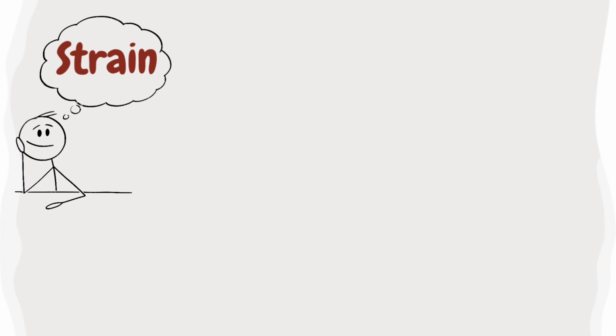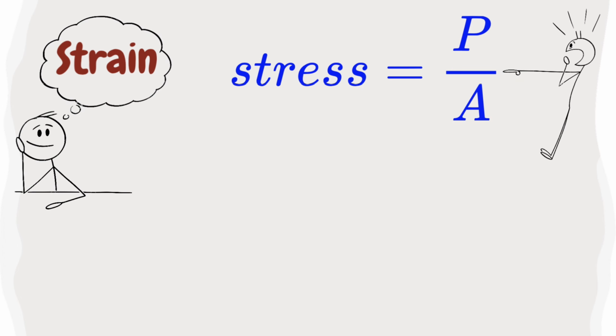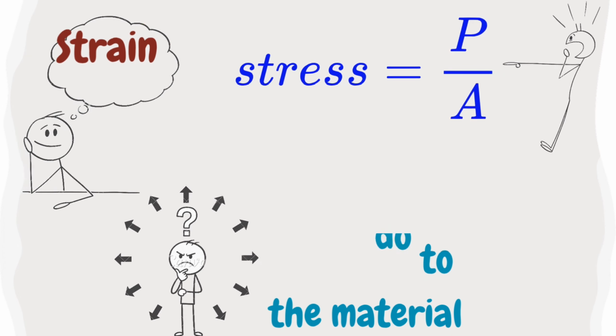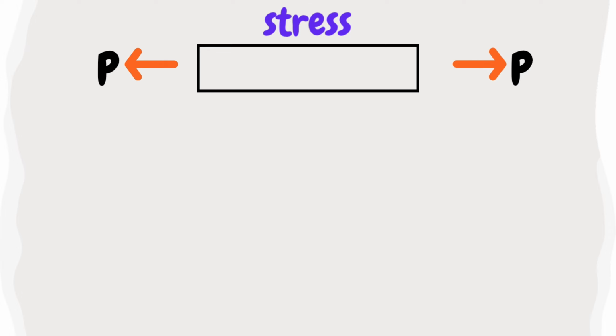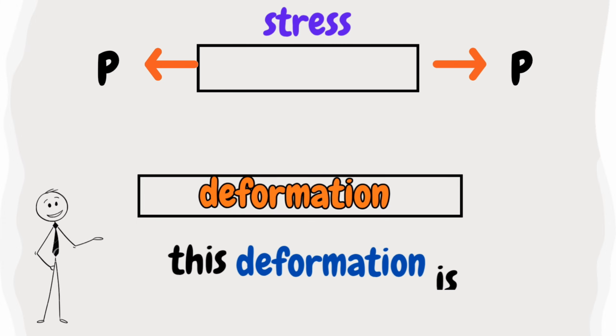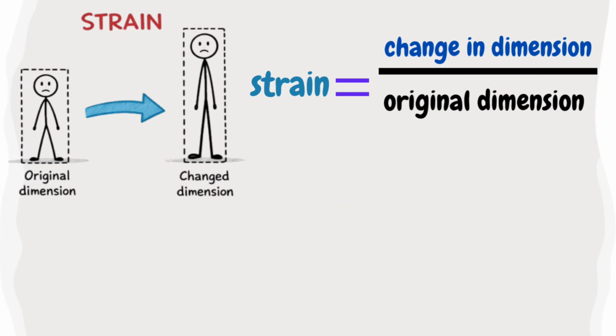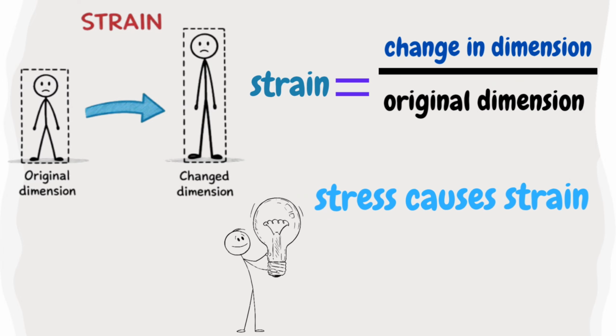Now we come to strain. We just learned that stress is force per unit area, but what does this stress actually do to the material? When stress is applied, the body deforms. This deformation is called strain. Strain is defined as the ratio of change in dimension to the original dimension. Stress causes strain. Without stress, there is no deformation.